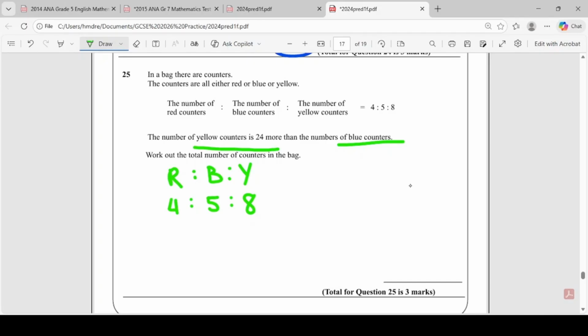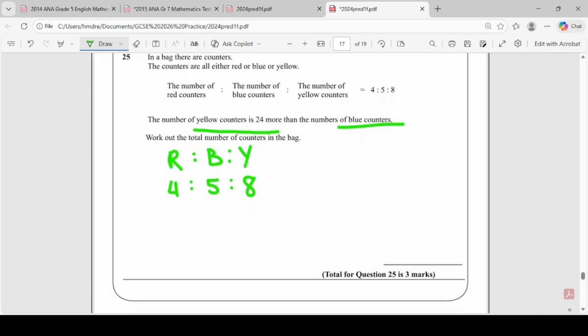Okay, so this one is kind of a strange one to wrap your head around. What they're telling us is that the number of yellow counters is 24 more than the blue. So the difference between these is 24 counters. Okay, so we can see we've got 8 yellow counters. We take away the 5 blue counters. So there's a difference of 3 in this ratio. So 3 parts is equal to 24.